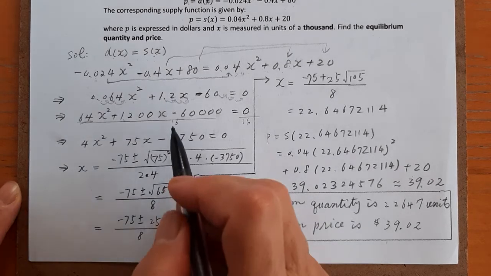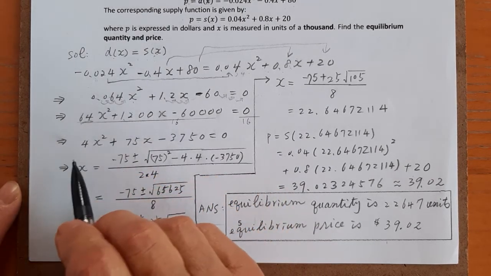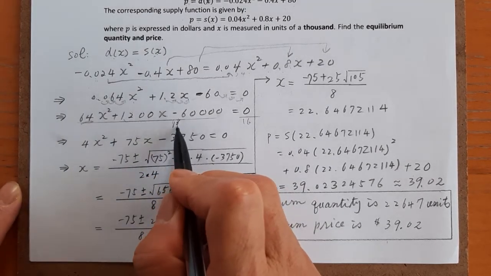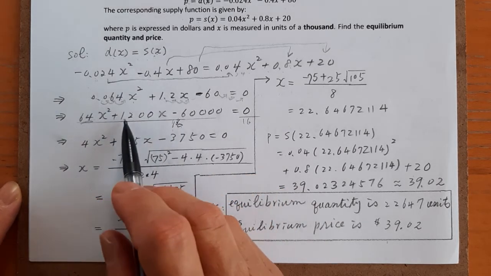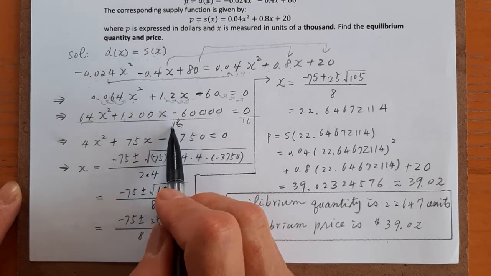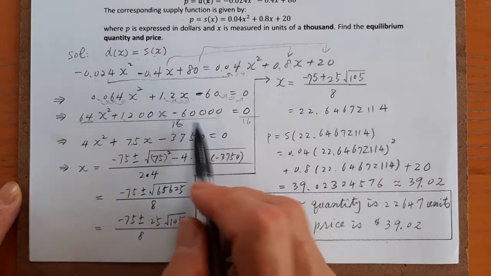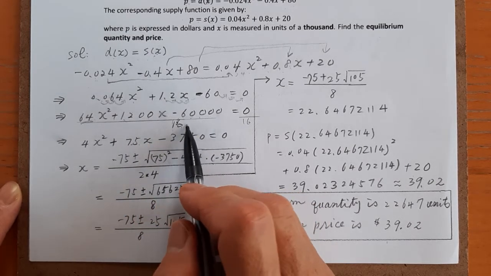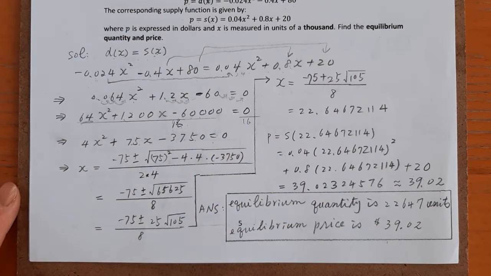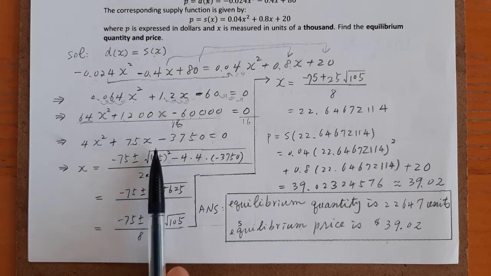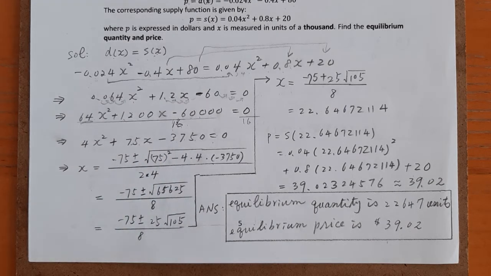Then reduce, because there is a common factor, you can reduce by 16. 64 divided by 16 is 4x squared. 1200 divided by 16 is 75x. 60,000 divided by 16 is 3750, equals 0. This one you cannot factor. If you can factor, you factor it.